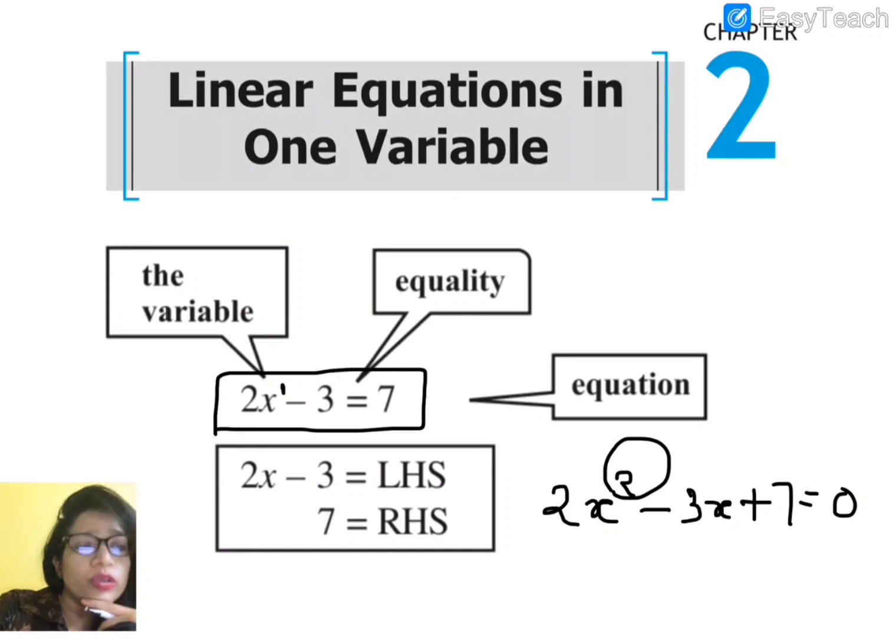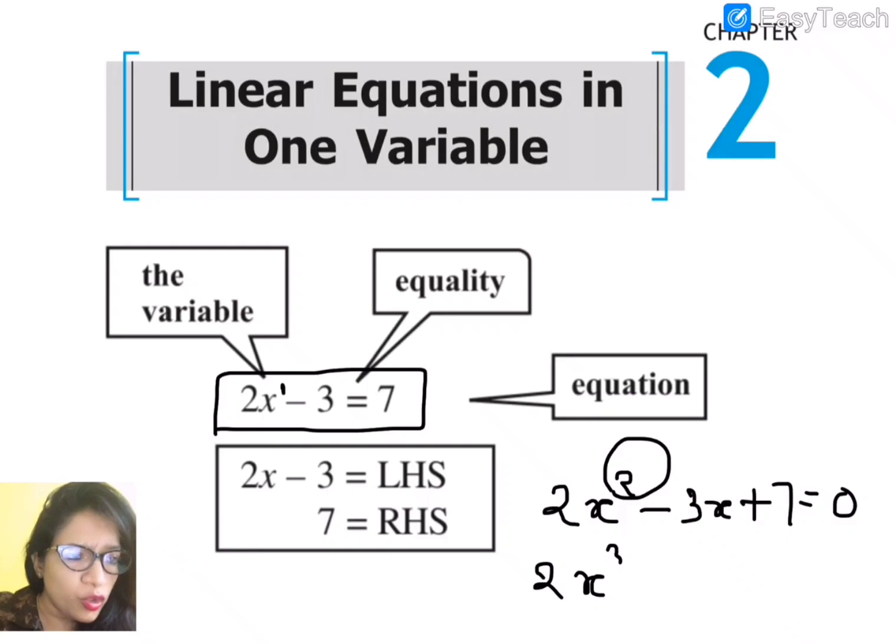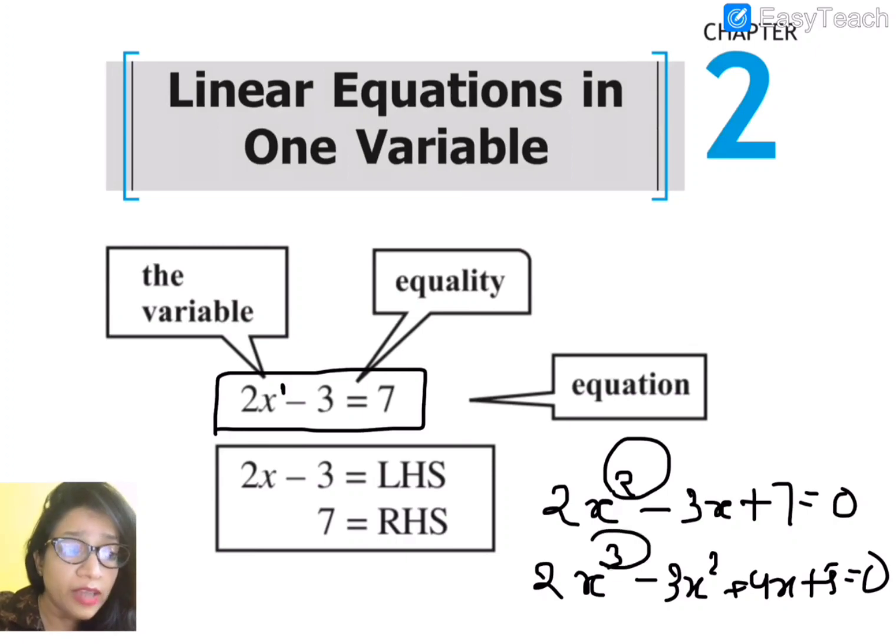This is also known as a quadratic equation. Or I would have also given an example something like this: 2x cube minus 3x square plus 4x plus 5 equal to 0. Here the highest power is 3. So, this is again a nonlinear equation, commonly known as cubic equation. Okay, fine. Let's move ahead.